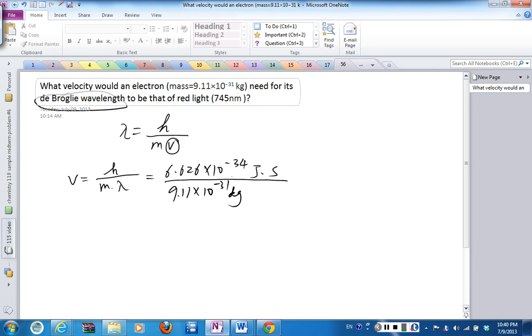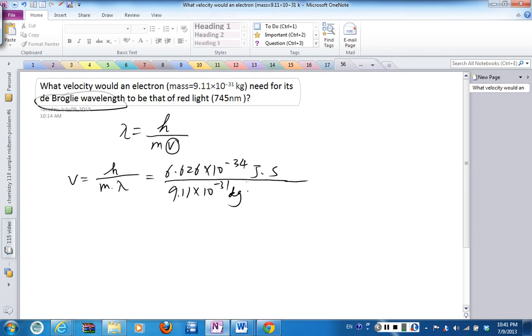Now, if you're wondering, do I need to turn kilograms into grams? The answer is no. Kilograms is actually the international standard unit for mass, and it's what we wanted here. If you have any other unit for mass, like grams or pounds, you should change it to kilograms to use the de Broglie equation.